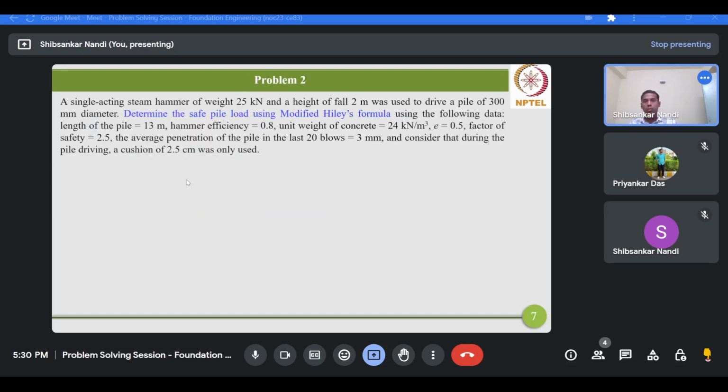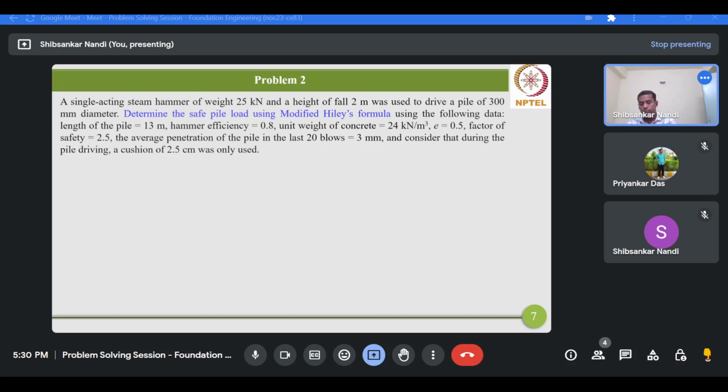Now we'll take this problem. This problem is related to determination of safe pile load using modified Illes formula. So this is an example of the calculation of pile load capacity, safe load carrying capacity of pile using dynamic pile load formula. Okay, so far we have calculated the load carrying capacity of pile using static load formula and the data obtained from the pile load test. So through this example, we'll see how to utilize the dynamic formula to calculate the load carrying capacity of a given pile.